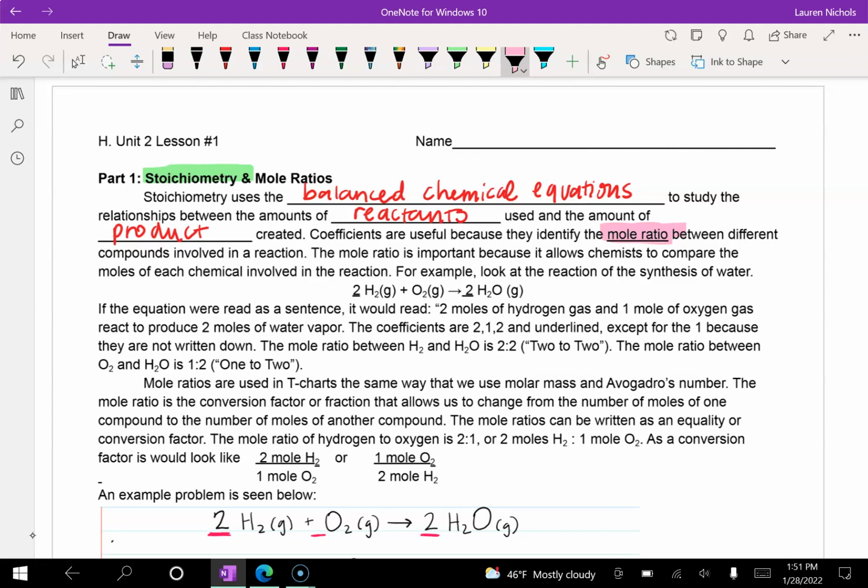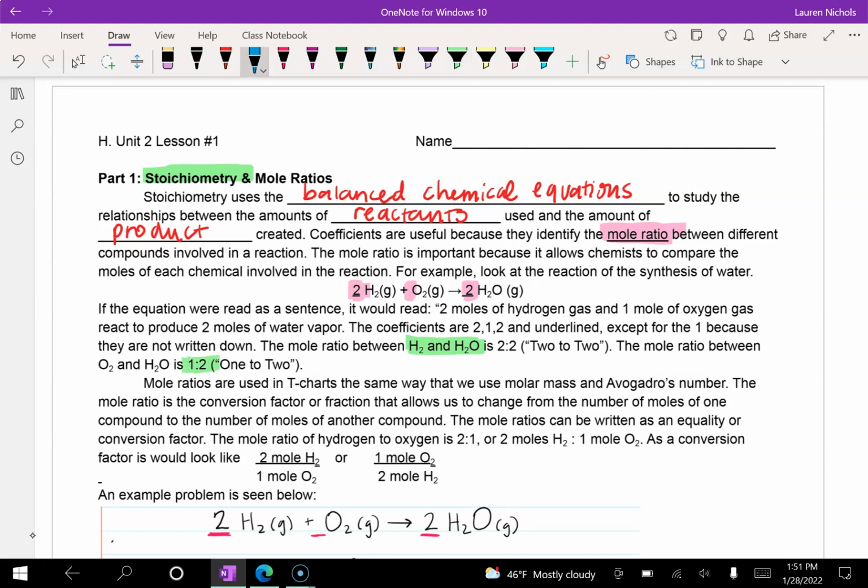Now, a mole ratio is important. It allows us to compare the moles. So in a balanced chemical equation, the coefficient in front is the number of moles. So this would read 2 moles of hydrogen gas plus 1 mole of oxygen gas will produce 2 moles of water vapor. And we can see that the mole ratio between hydrogen and water is 2 to 2 because they both have a coefficient of 2. But the mole ratio between oxygen and water is 1 to 2.